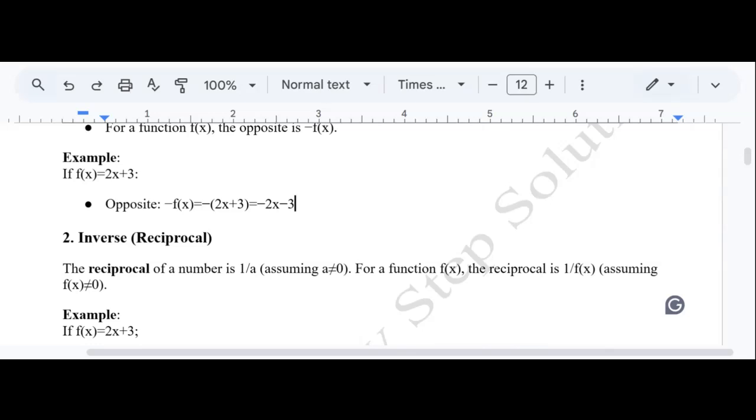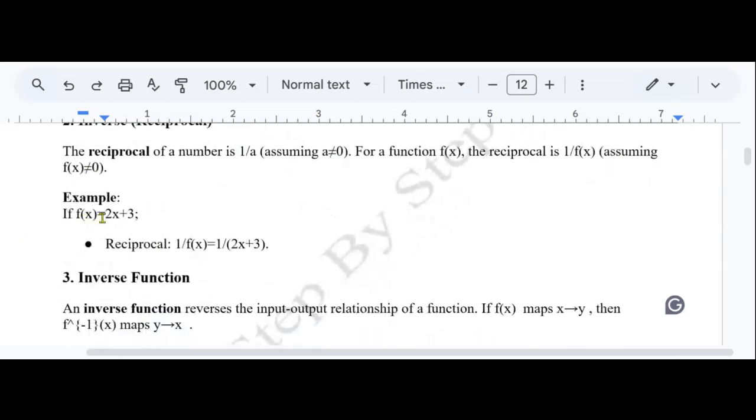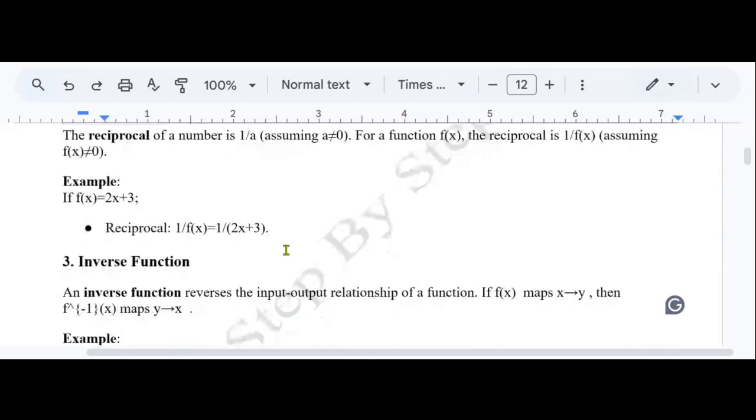Now let's go to the reciprocal. The reciprocal of a number a is 1 over a, assuming a does not equal 0. For a function f of x, the reciprocal is 1 over f of x, assuming f of x does not equal 0. For example, f of x equals 2x plus 3. The reciprocal is going to be 1 over f of x, which equals 1 over 2x plus 3. That's a reciprocal.